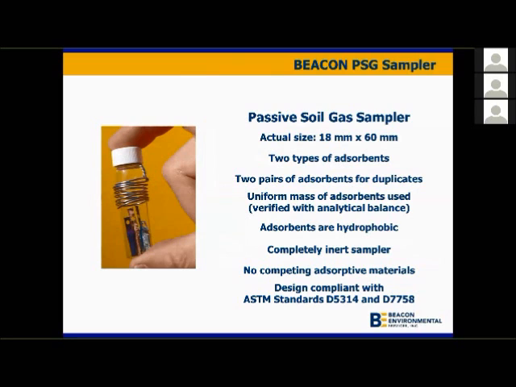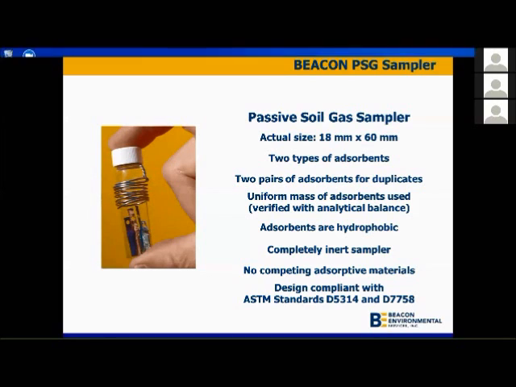Each sampler has a uniform mass of adsorbent present, which is verified with an analytical balance, which is important because what we're looking at is relative differences from one location to another. So you want to have everything in control as much as possible with your sampler and the analyses, because what's out of control is the variability in your subsurface.